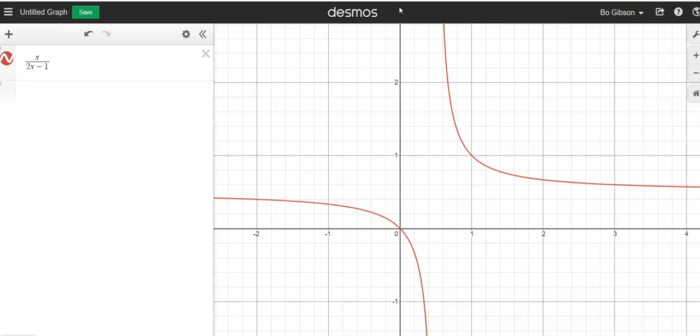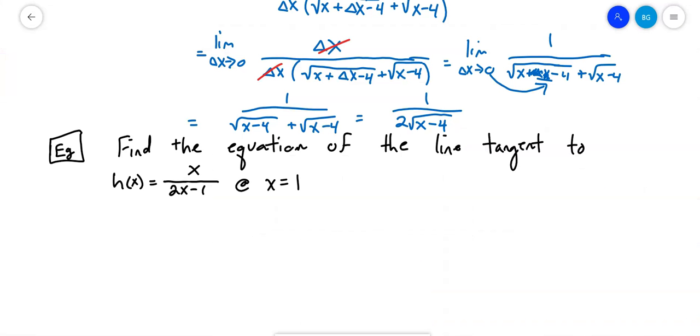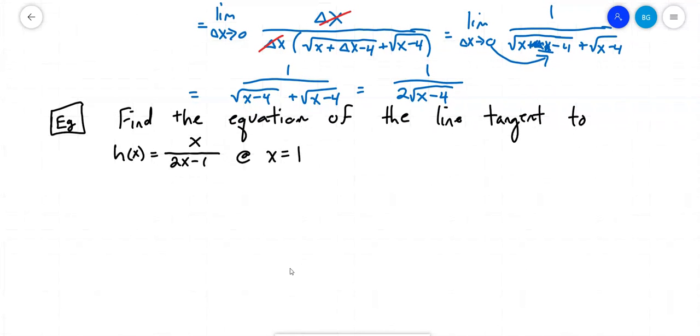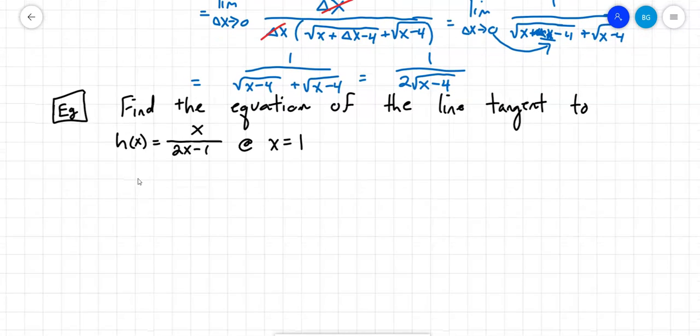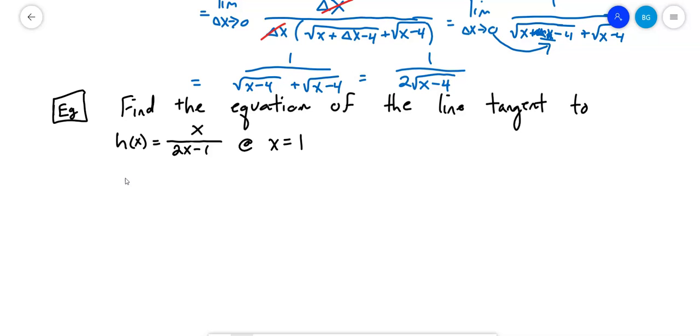So let me try to get back to my whiteboard. Let's see here. There we go. All right. So here's the function I want to find. So the first thing I want to do is I want to find h prime.